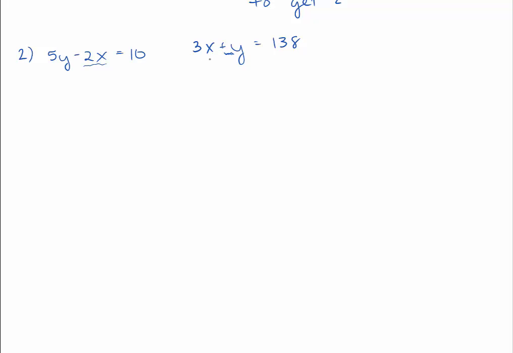And so the only thing I have to do is move the 3x over. So I have y equals 138 minus 3x. You could also say that's -3x plus 138. It doesn't really matter in this case because we're not going to be graphing these. But I didn't have to divide by anything, right? I just moved that one thing over, and there you have it. I got y equals, and that's step 1.